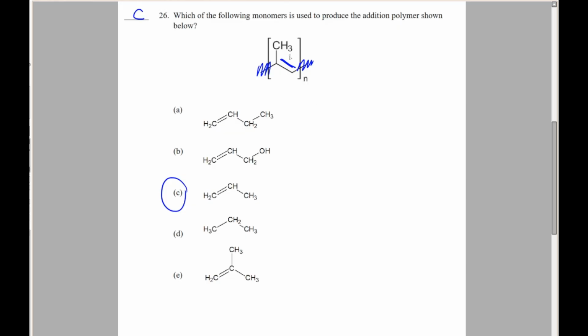And just as another demonstration of why this double bond opens up, once it opens up, these two carbons on the side, so this one and this one, can now form these two bonds to the same monomer just linked up together. So that's why our answer should be C.